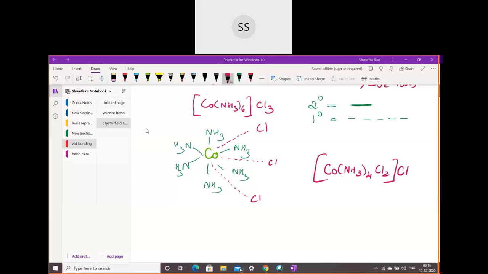Tell me what is the primary and what is the secondary valency. Primary and secondary valency both. Okay. Yes, very good. That is correct. Secondary valency is correct. Primary valency.